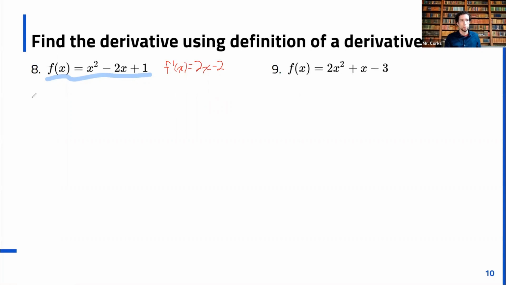All right. So let's write this whole thing out again. f prime of x is equal to the limit as h approaches 0, and the bottom's going to be h. And on the top, what are we going to get? x minus 1. Where is x minus 1 coming from?